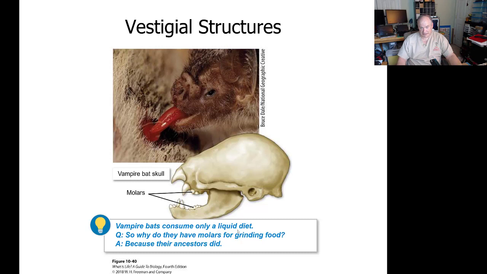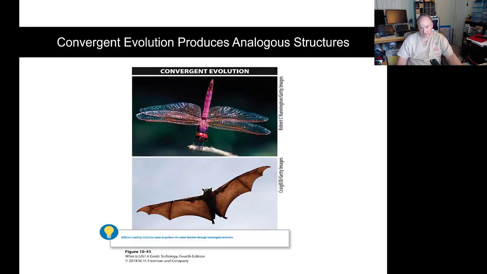Vampire bats consume only a liquid diet, and so they had molars, but because they drink blood, they don't really need them anymore. But they do eat berries and things. The story is not as clean as they're projecting. They can use other food supplies, so it gives them a range of backup ways to get food. So we have convergent evolution, where things come together to produce analogous structures, like the wing, and similar structures in that.